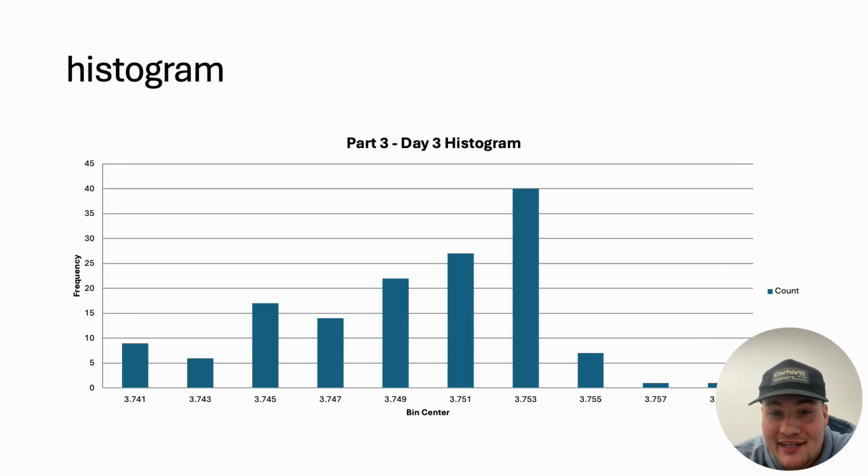This is my day 3 histogram. Once again, pay attention to the numbers. Is it more stable? Tighter? Does this look like a normal histogram? Once again, what do you notice about the operator quit making unnecessary adjustments?